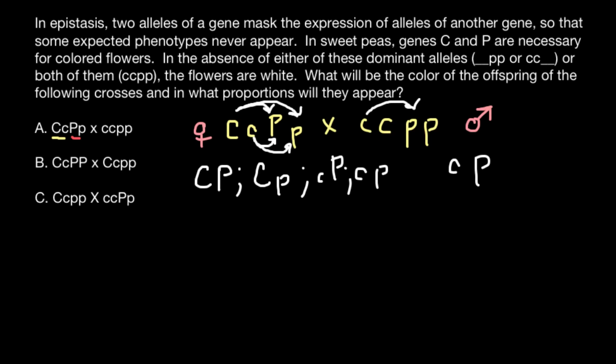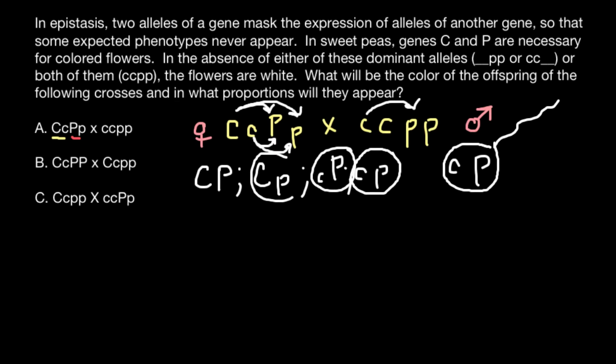Here we would have small c, small p, and here we would have small c, small p. So the parent on the right, the male parent, would be able to produce only one type of gametes. Male gametes would be sperm, and female gametes would be egg. So this is going to be an egg cell, and this is going to be the genotype of each egg cell.